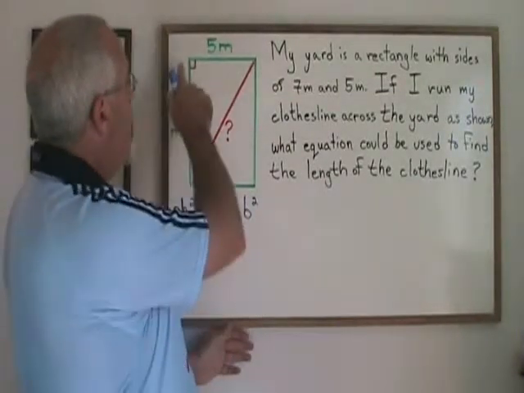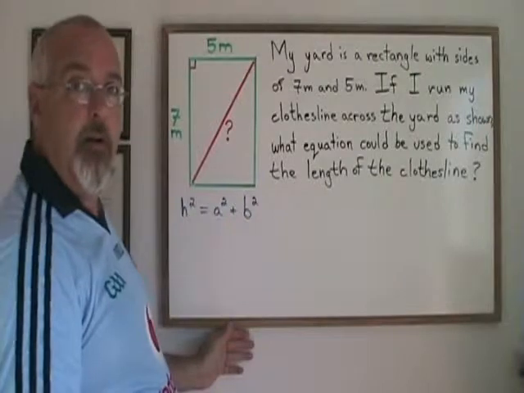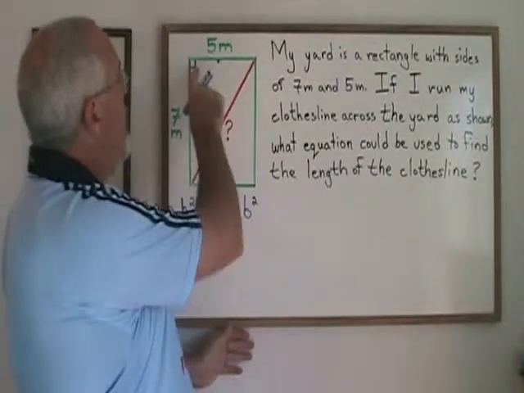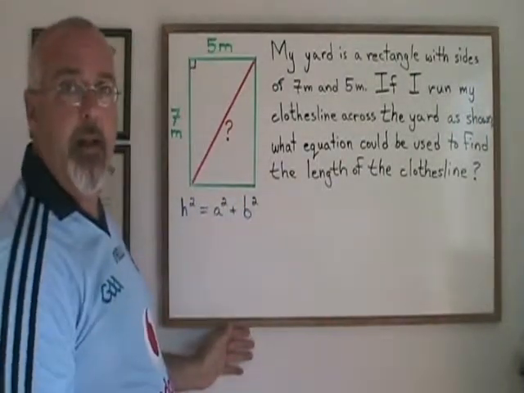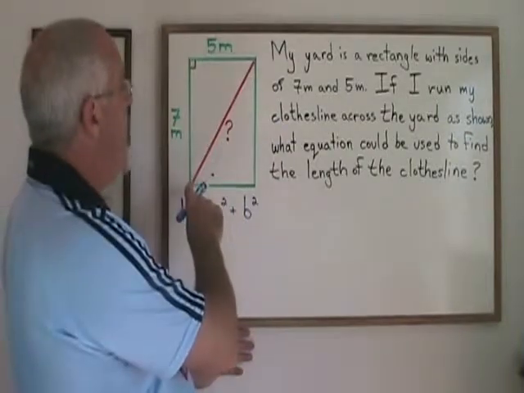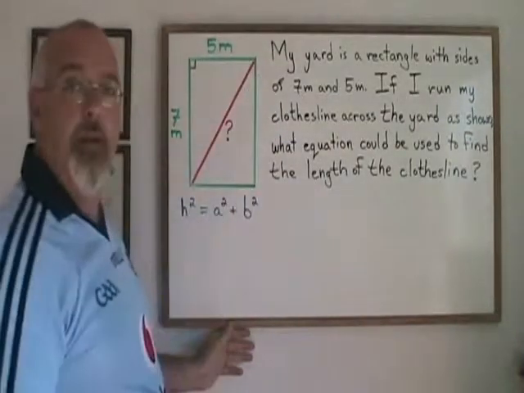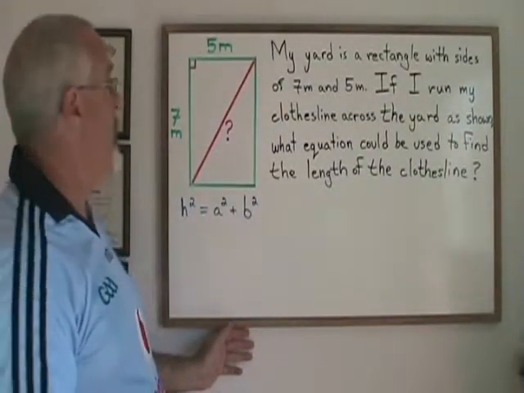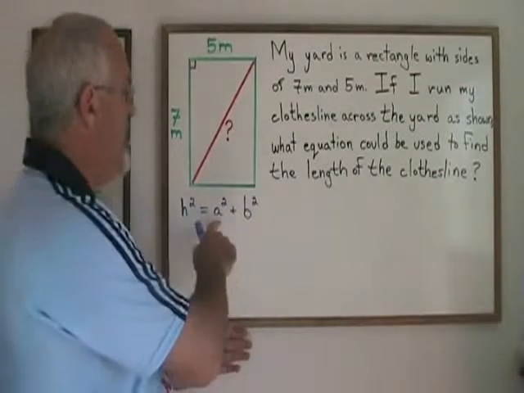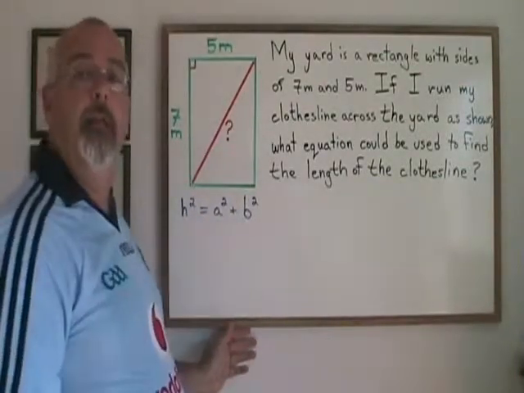The 7 meter and 5 meter sides of the yard have to be forming a right angle because the yard is a rectangle, and they will form a right triangle with the clothesline, which is the hypotenuse of that triangle. So I could use the Pythagorean theorem and I could find the length of the clothesline.